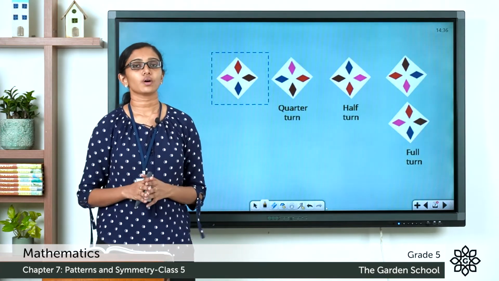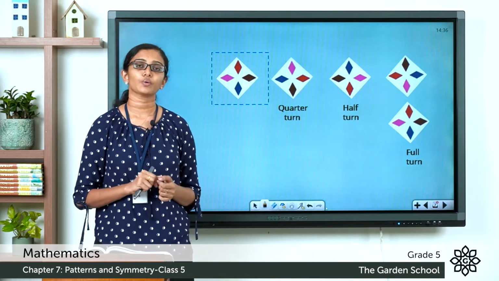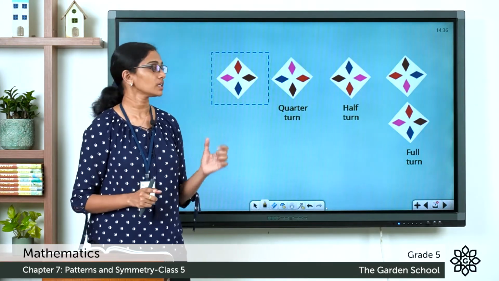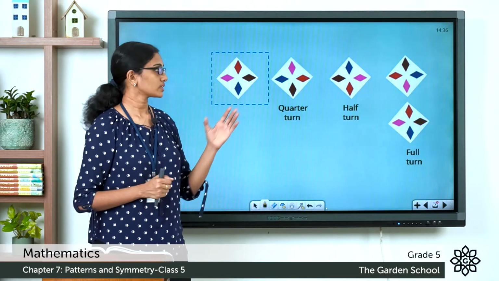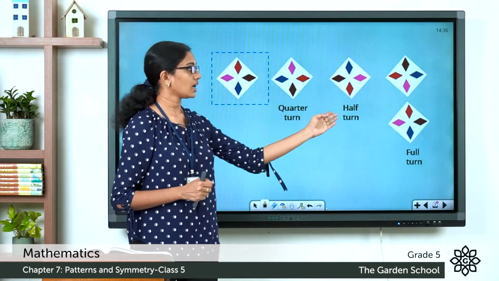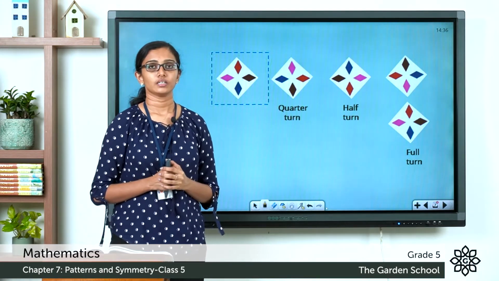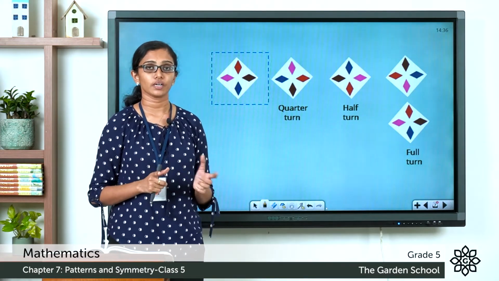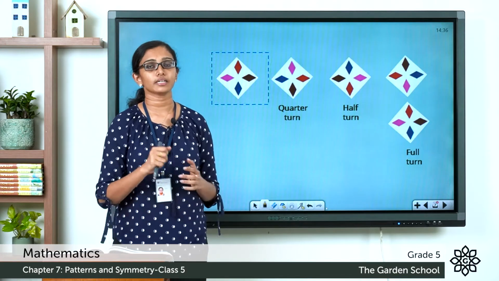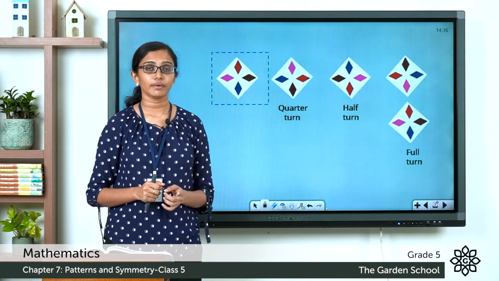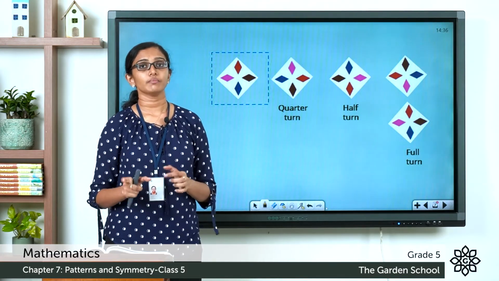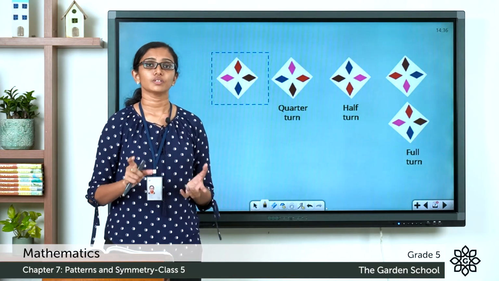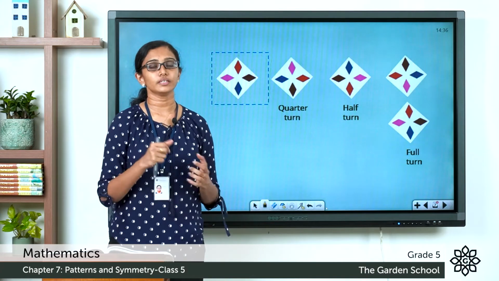When an object or an image is turned through an angle of 360 degrees, it will look the same as the first image. So, there we have the quarter turn, a half turn and a full turn. There are some designs which look exactly the same as the first image even after a quarter turn. And there are images or objects which look the same after a half turn. And there are objects or images which look the same only after a full turn.